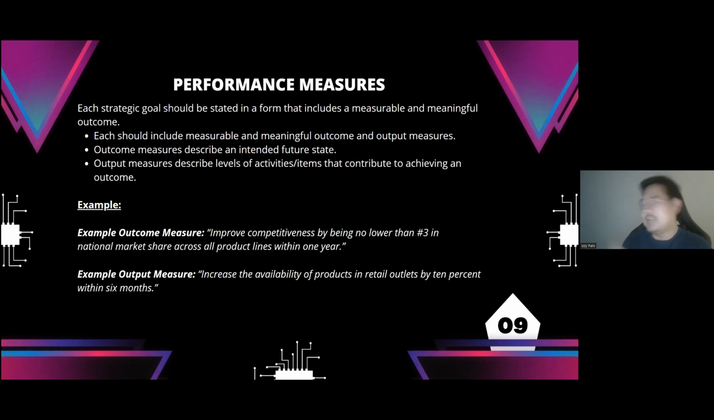So we have examples here. Example outcome measure: improve competitiveness by becoming lower than number 3 in national market share across all product lines within 1 year. So for this outcome, there's a specific number that you need to target, and a specific time frame, within 1 year. Within 1 year, the company should be in the upper tier of the national market share.